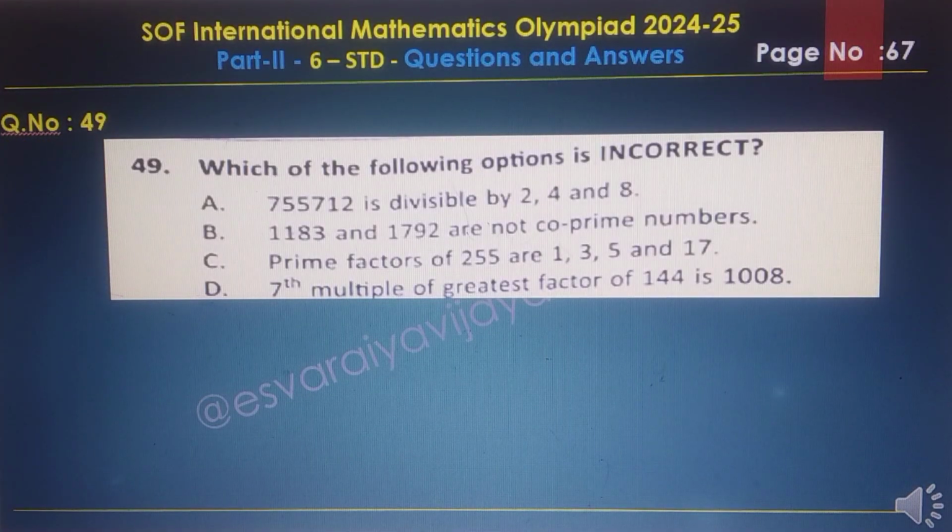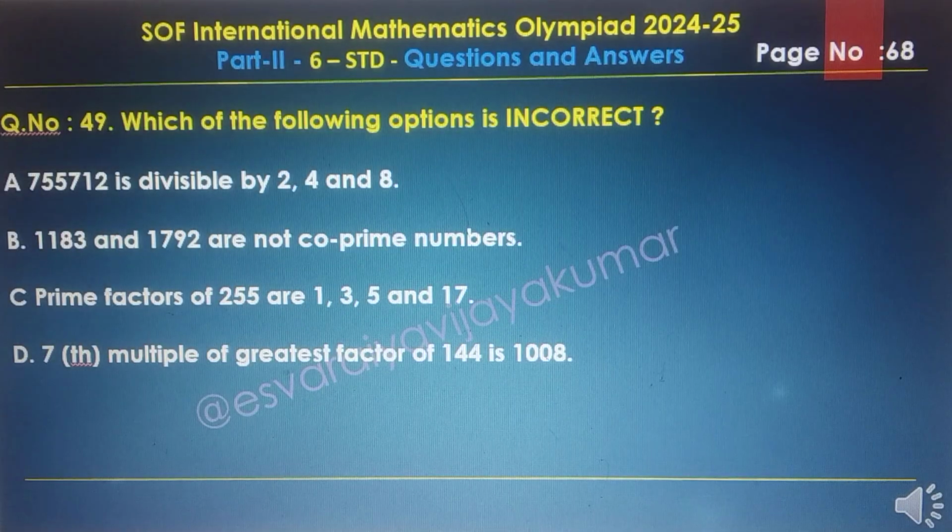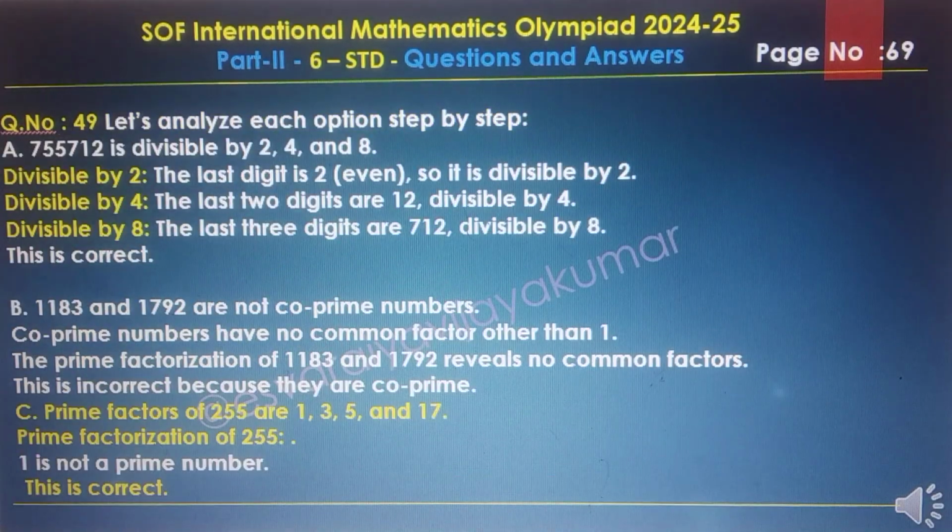Question number 49. Which of the following options is incorrect? Option A, B, C, D are there. The solution of this problem: first, A: 755712 is divisible by 2, 4 and 8. The last digit is 2, even, so it is divisible by 2. The last 2 digits are 12, divisible by 4. The last 3 digits, 712, are divisible by 8.